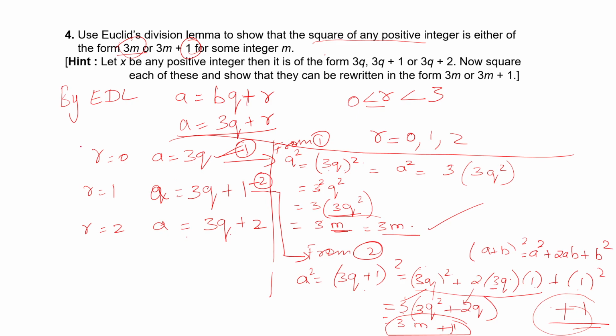So conclude the question as, according to this, it is proved that the square of any positive integer is either of the form 3m or 3m plus 1. Okay. Done. Yes, clear. Fine.